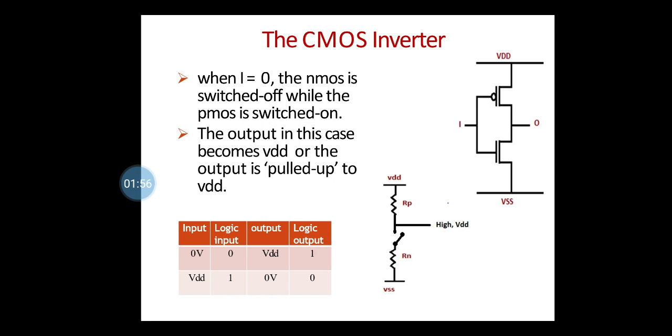So here you can see the table of the CMOS inverter. When the input is 0, the output is VDD or logic 1, and when the input is VDD or logic 1, the output is 0.